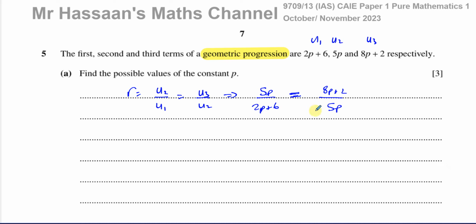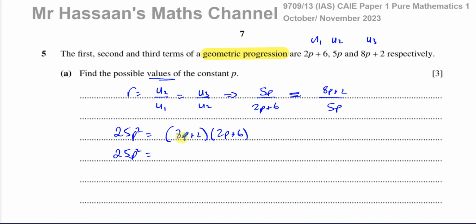If we simplify this now, I'm going to multiply both sides by 5p, so I get 5p times 5p, which is 25p squared, and on this side I'll have 8p plus 2 multiplied by 2p plus 6. That should lead us to a quadratic equation, and there are going to be some possible values of the constant p, so we'll be able to solve for those. It looks like we have to do some factorizing in the end.